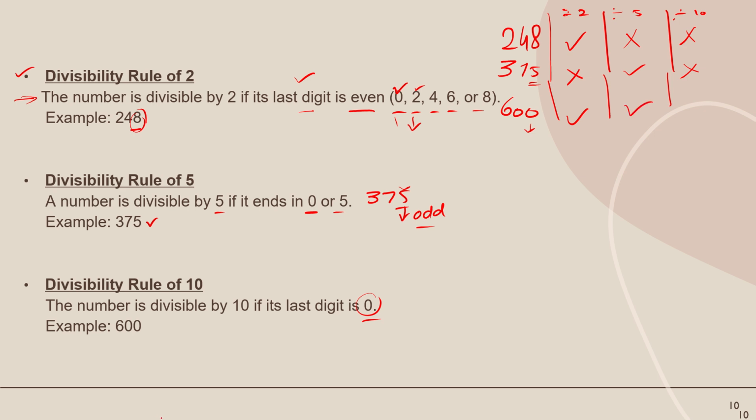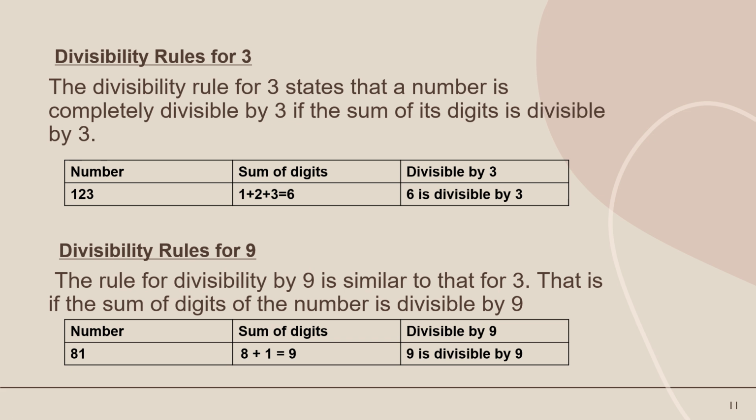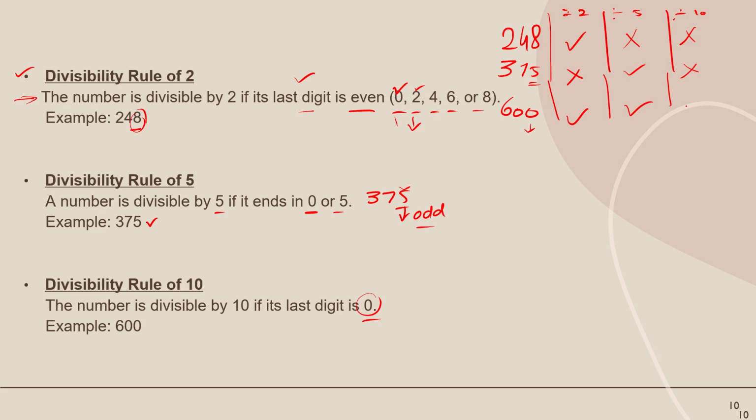For 10, the last digit should be 0. Here you can see that the last digit is 0. So 600 is divisible by 2, 5 and 10 also. Okay, so these are the divisibility rules for 2, 5 and 10.